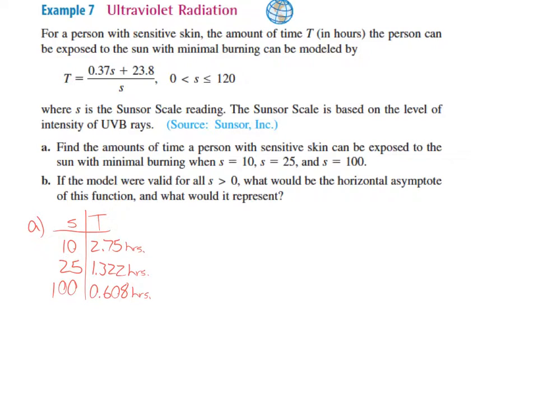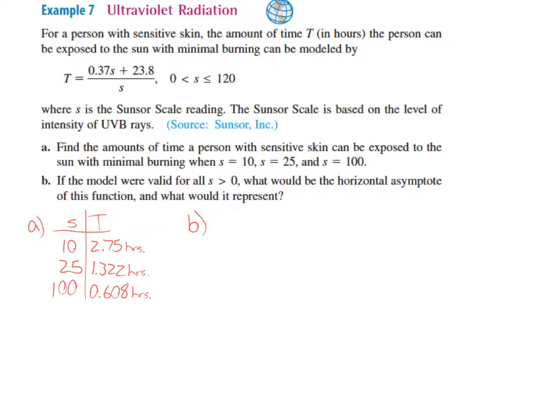There are some days that you can just feel it. It's more intense. If you watch the weather on the news, they'll tell you what the UV index is. That's similar to this sensor scale, just measuring the intensity of the sun. But let's talk about part B. If the model were valid for all S's greater than 0, what would be the horizontal asymptote of this function? So what would our horizontal asymptote be first?